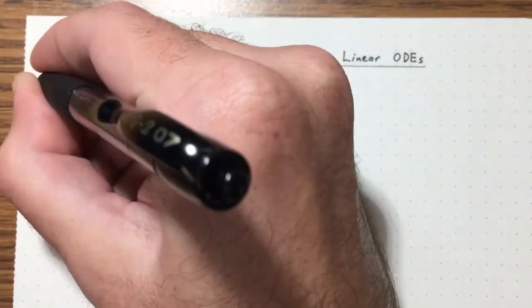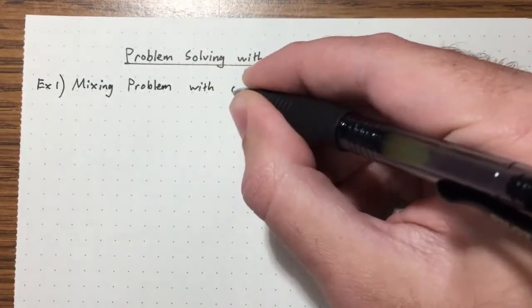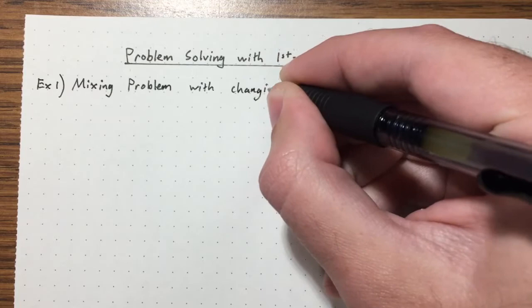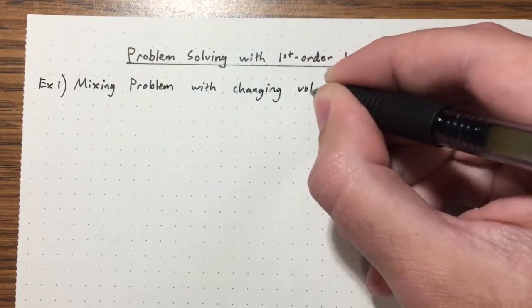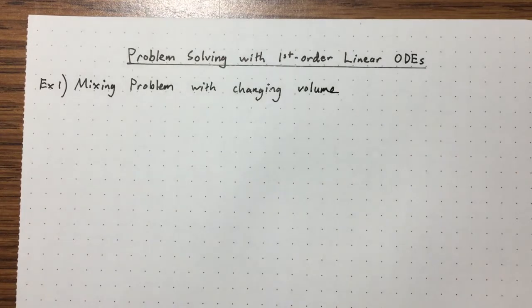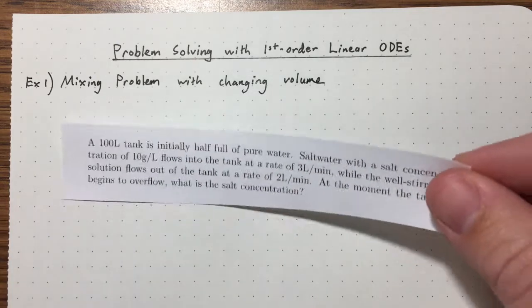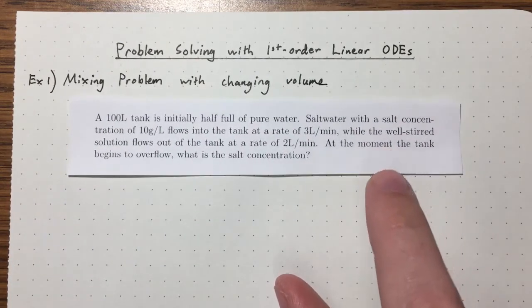So this is example 1. A mixing problem with changing volume. We actually already discussed a mixing problem in lecture 2. We set up a mixing problem. So this one's going to be a little bit more complicated. And I've printed it out here, so I don't have to write it out.